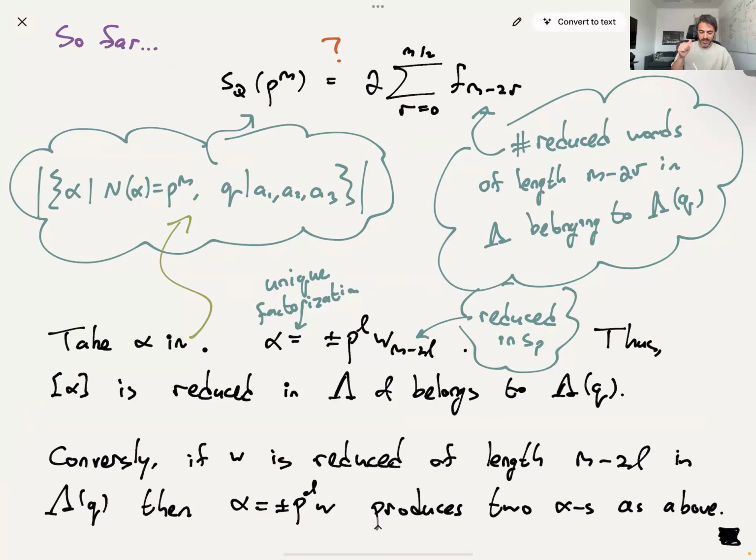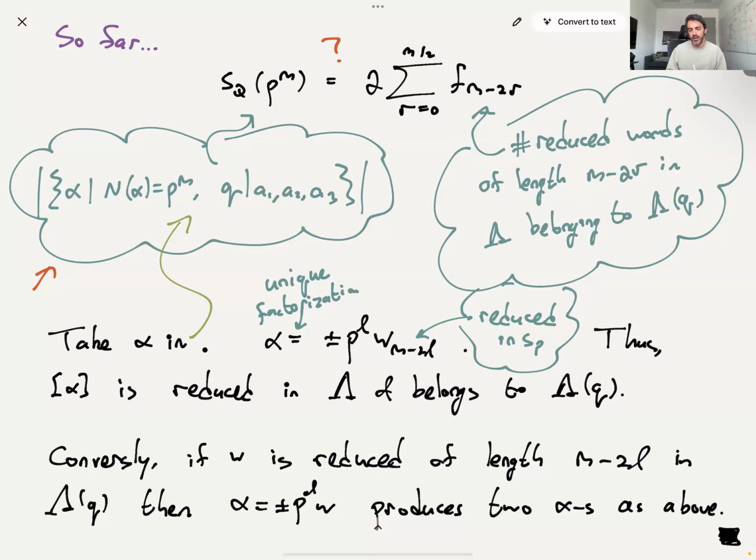And what we showed just now is that S_Q of P to the M can be expressed as: how many quaternions do you have, integral quaternions, whose norm is P to the M, and Q divides the non-free coefficients. So that's the left-hand side. And on the right-hand side, we have, for each summand, the number of reduced words of length m minus 2r, in lambda that belong to lambda q. Okay? So you just have to look at these two clouds and make sure that they're the same.